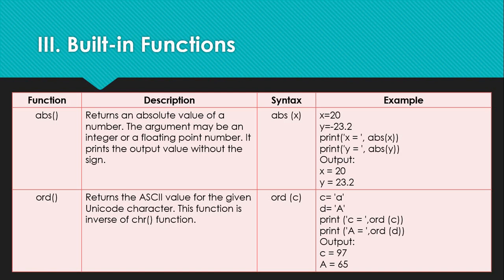The second function that you're going to see here is called the ORD function. This ORD function returns the ASCII value of the given Unicode character. So if you give a character in Unicode, a single character, it returns the ASCII equivalent of that particular character. Now the syntax is ORD of C, and in the example on screen, you have declared two variables C and D. C is equal to a, D is equal to capital letter A. When you print the ORD of C and ORD of D, the ASCII equivalent of C is 97 and the ASCII equivalent of the character D is 65. So you get the ASCII equivalent of the Unicode character that is enclosed within parentheses.